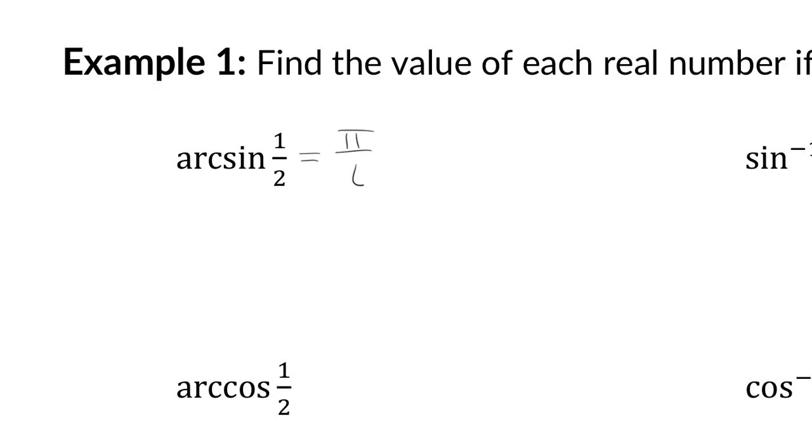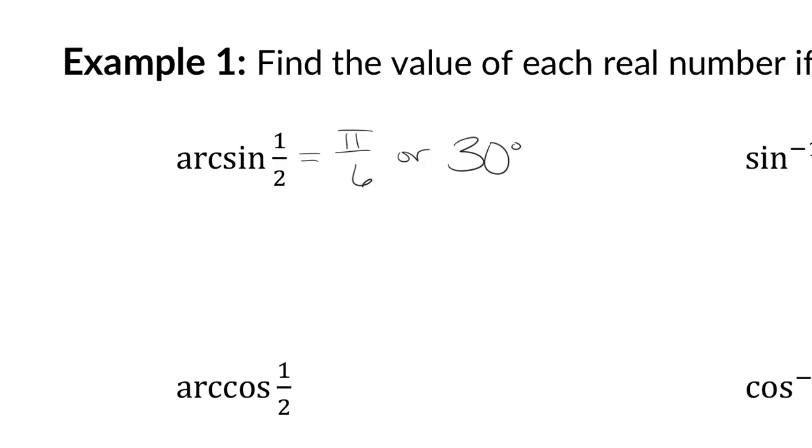Pi over 6 or 30 degrees, depending on how you're measuring your angles. There is not a second answer this time. When we were doing these problems last class when we were solving regular trig functions, most of the time you answered with two angles because there was another angle in another quadrant that was positive 1/2, but we're not allowed to use that quadrant anymore. So we're only answering with one thing.